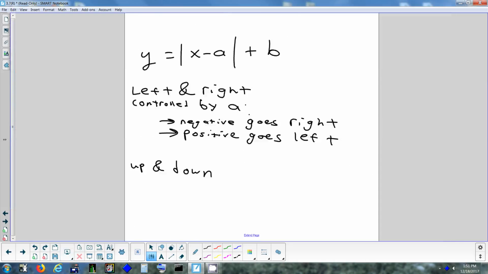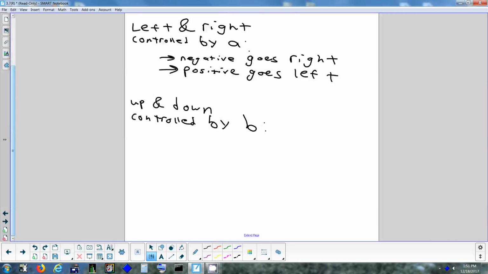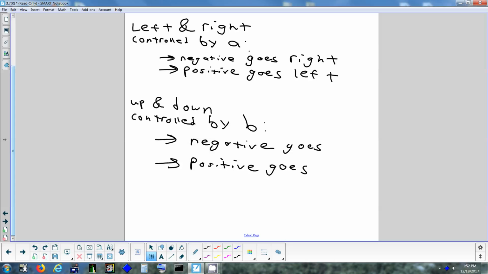Now, up and down is controlled by the outside, right? There's no opposite rule here for the up and down. It's controlled by the number on the outside. What's on the outside of the problem Mr. Hager wrote down? B, right? Whatever B is, we're just saying that this is a number. So what if B is positive? Remember, don't think opposite here. Up, right? It'll go up.